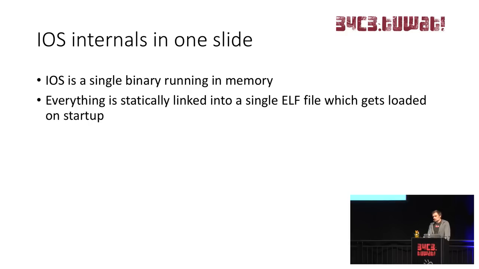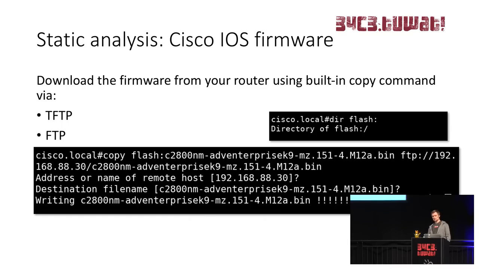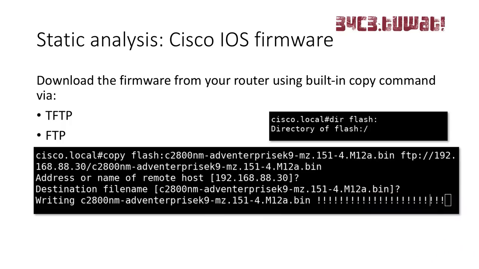So basically, if I were to tell you how iOS works in one slide, it's basically a single binary running in memory. Everything is statically linked into a single ELF file, which gets loaded on startup. Of course, you have no API whatsoever, and it has no symbols whatsoever. Yes, there is a glibc library at the end of the firmware, but it's hard to use because you have so many different versions of firmware, the offsets jump, and you don't know the exact location of those functions.